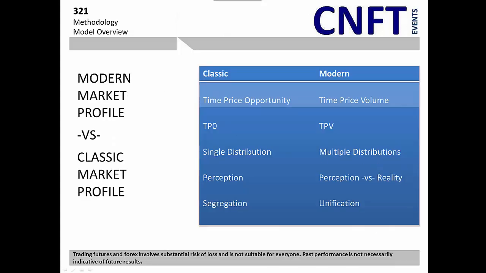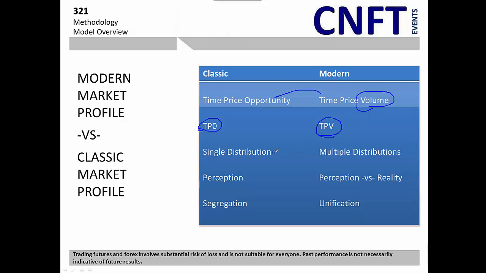Under the classic theory, we had time price opportunity. Under modern theory, we have time price volume. And volume really is what drives the market if you think about it. Why does the price go higher? There are more trades done on upticks, or buy volume. Why does the price go lower? There are more trades done on downticks, or sell volume. It's pretty simple. The old were called time price opportunities. Now they're called time price volume.